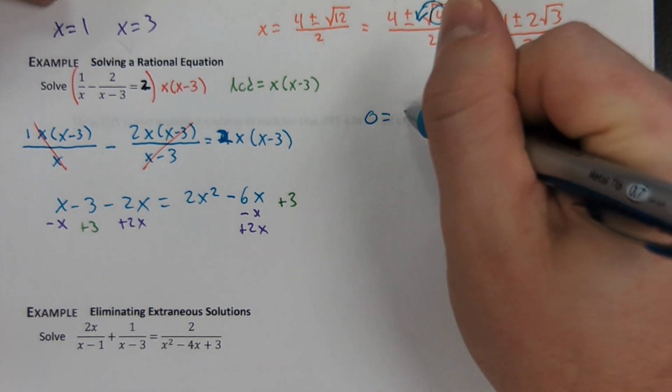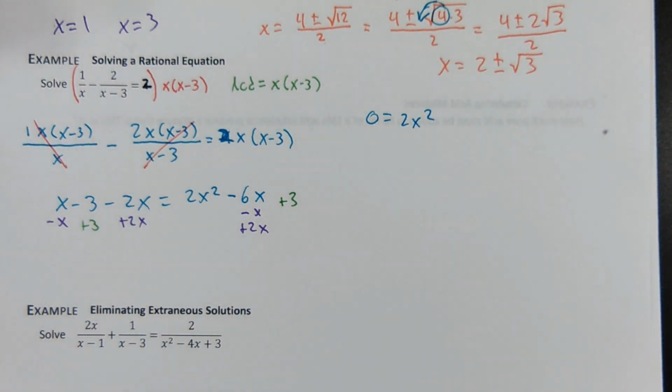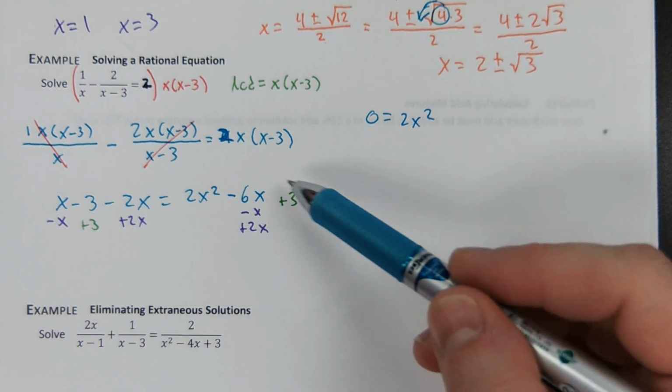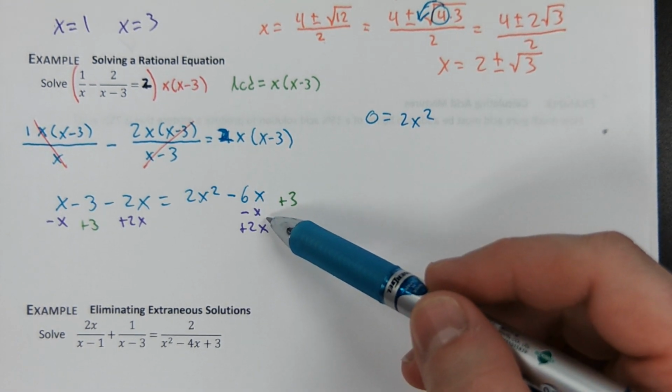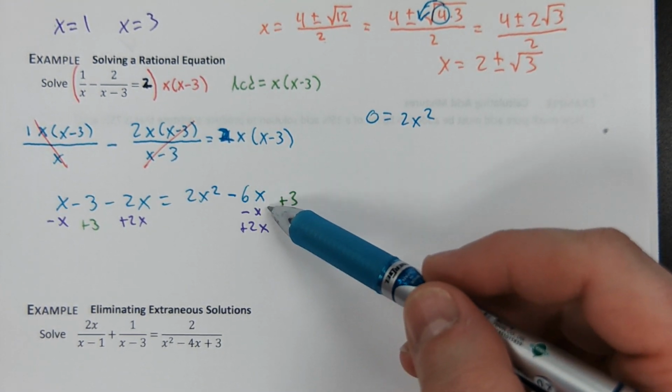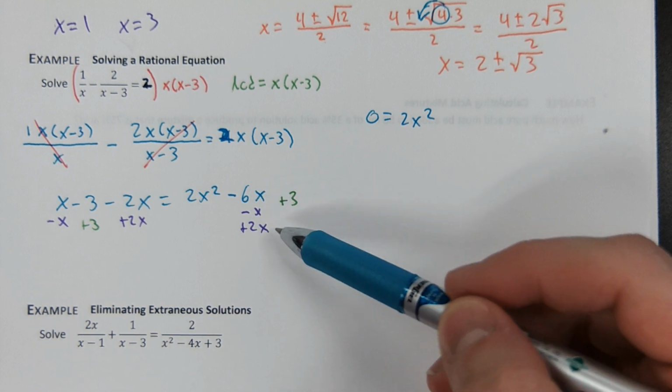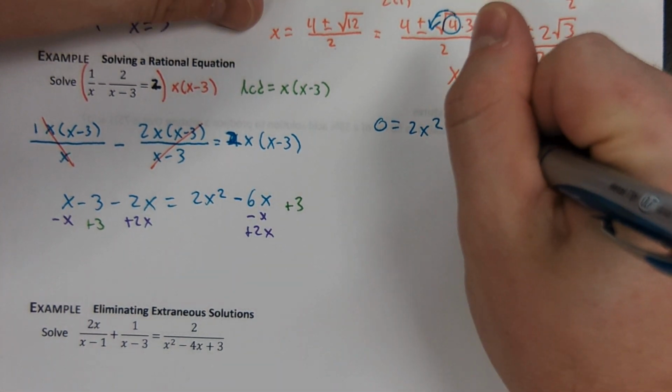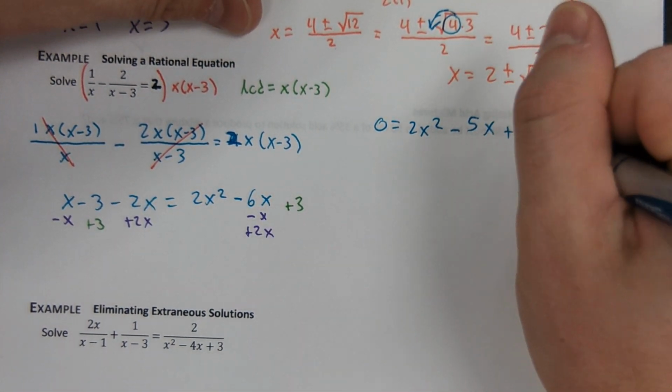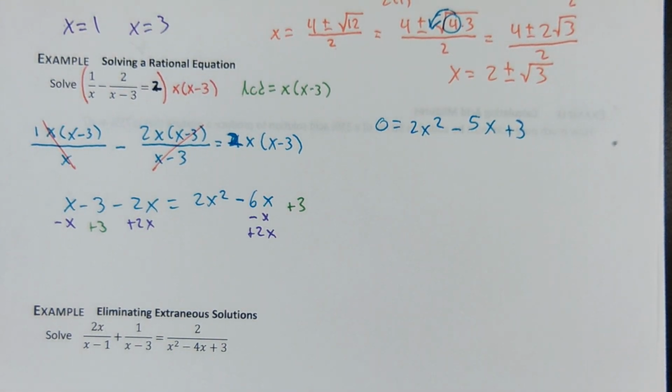0 equals 2x squared. Now, minus x, let's see, so minus 6 minus 1, that gives me minus 7. Minus 7x plus 2x, minus 5x. And then there's a plus 3 at the end. And as promised, this will factor. I think.